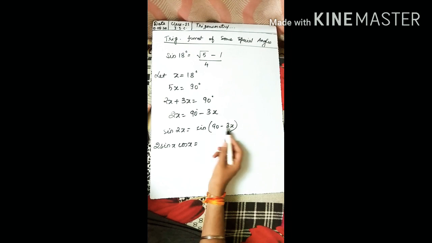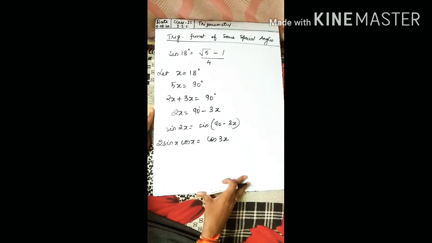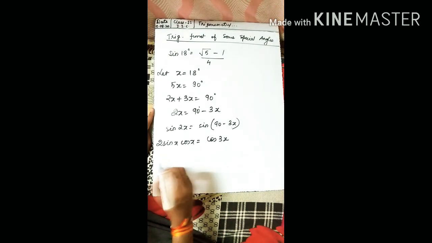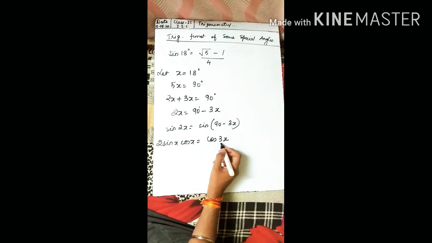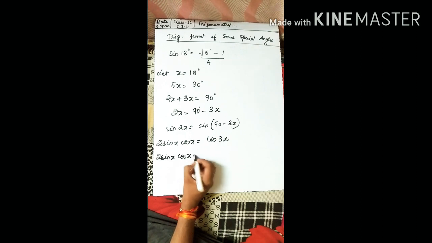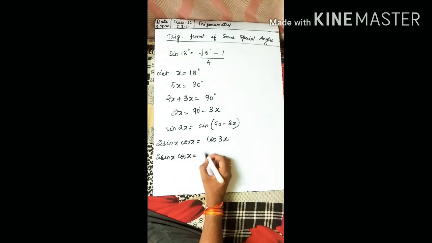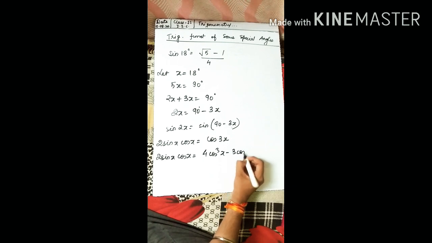Alright. Sine 90 minus theta, what is that? Cos theta. That is cos 3x. Now, after that, use the identity of cos 3x. So 2 sin x cos x is equal to, cos 3x is what? 4 cos cube x minus 3 cos x.